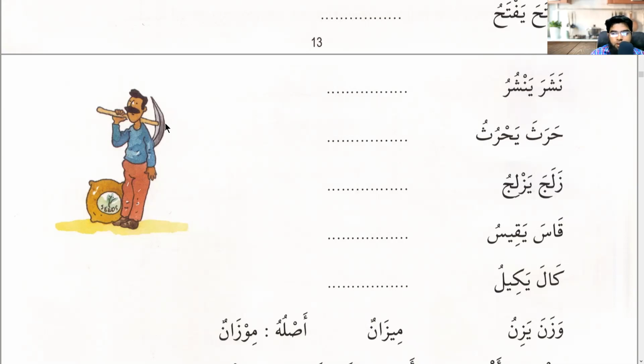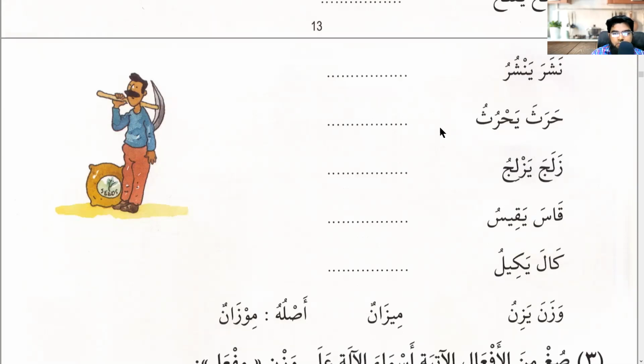Harasa yahrusu. Harth is a field, right? Field or harvest. So this will be mihrasun. Mihrasun, a plow, the plowing instrument. The sickle.